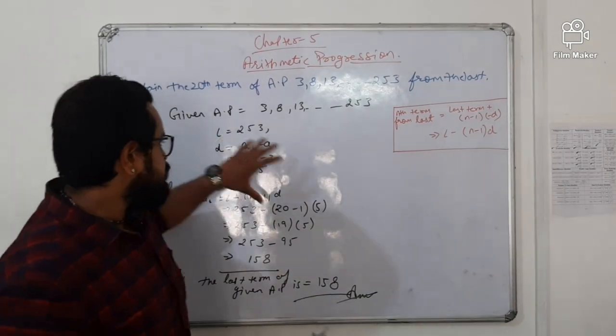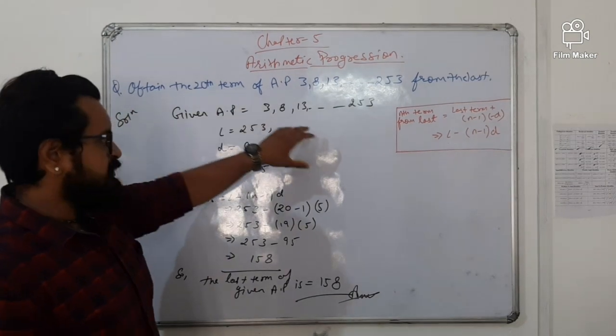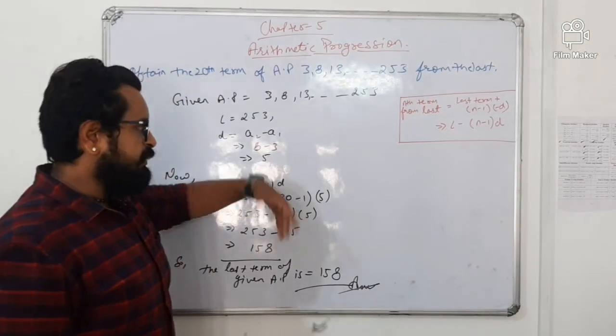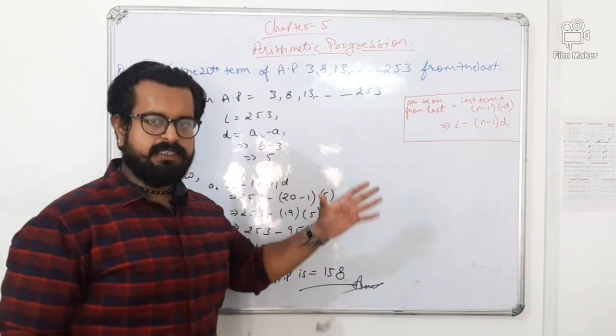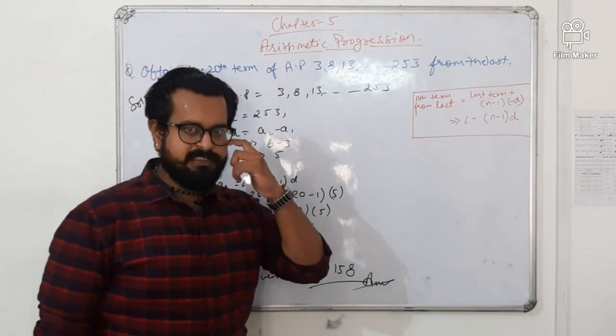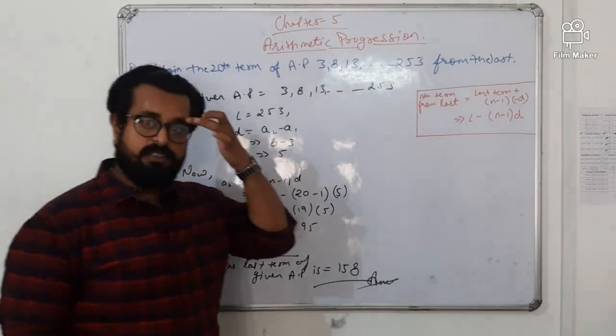So for solving this type of question only, means if in any question you are told to find a term from the last, then only you have to use this formula. In other cases you will use the same formula, that is a n is equal to a plus n minus 1 into d. So this is the different question which we have solved just now.